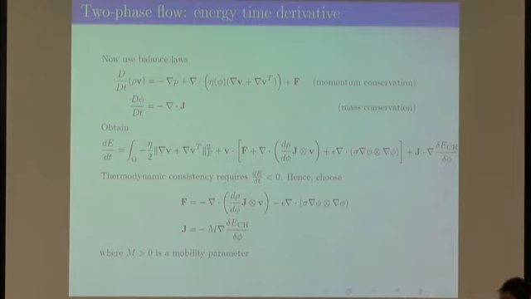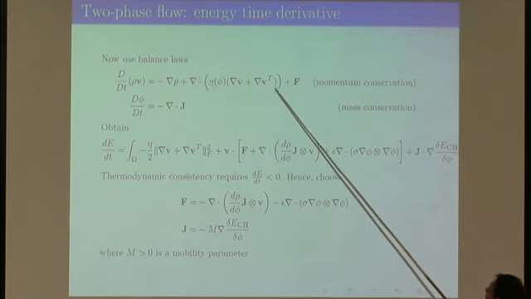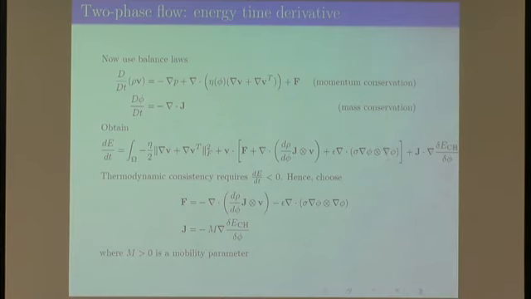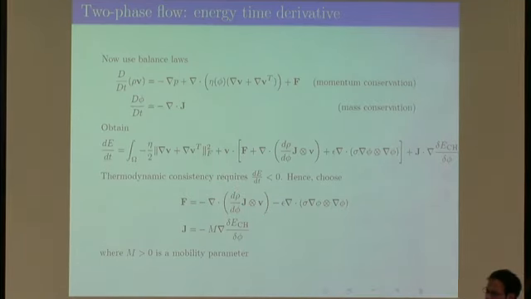So you can write down a balance law for the momentum conservation, which is essentially like a Navier-Stokes equation here, with some additional force F, which is yet unspecified. So this force, we expect there will be some force from the interface acting on the fluids, but we don't know it a priori. And for the phase field, you can assume mass conservation, which means that the material derivative of the phase field must be equal to the divergence of some flux J, which is also yet unspecified.